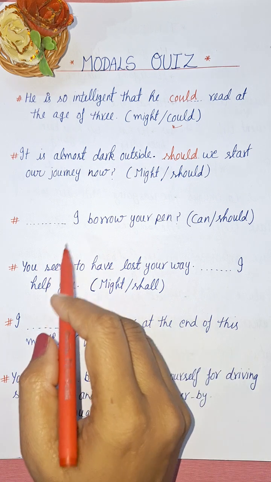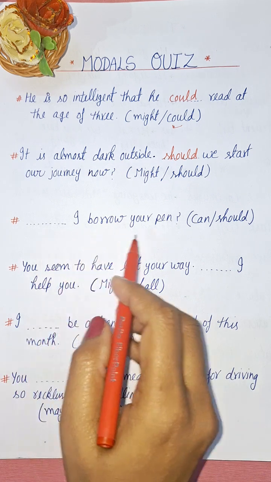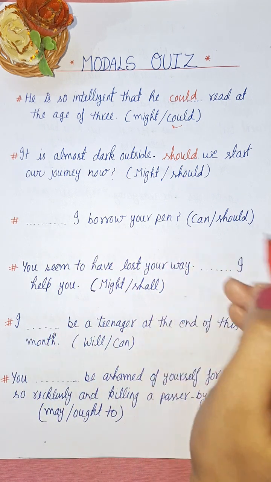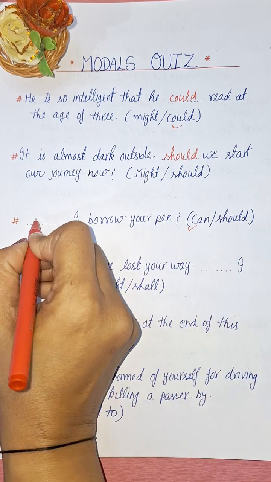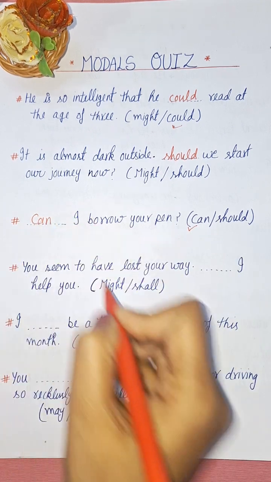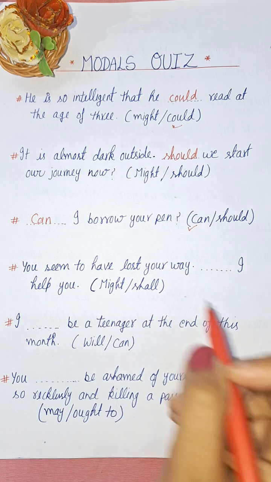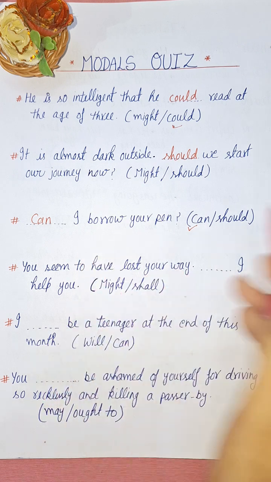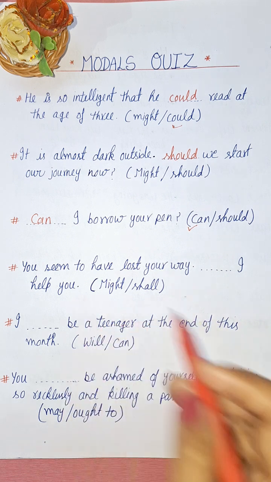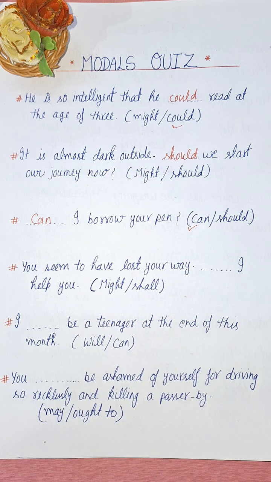Okay, now dash, I borrow your pen. Here the right option is can, because can always shows ability, grant and seeking permission. Okay, so here he is asking for permission. Can I borrow your pen? Here he is asking for permission. That's what can I borrow your pen is the right one here.